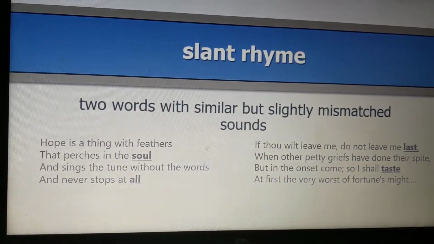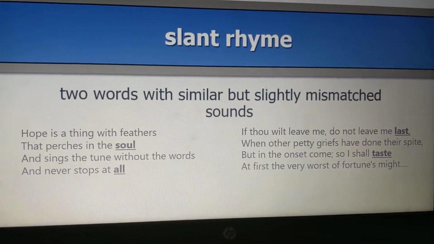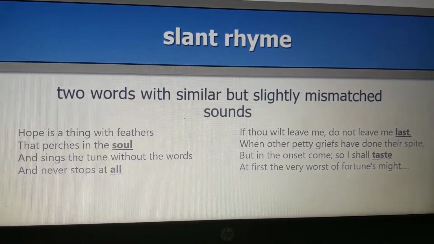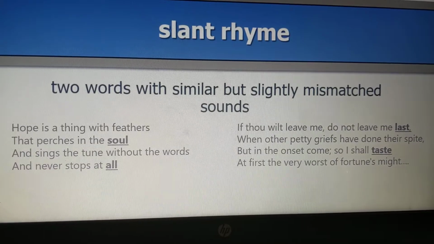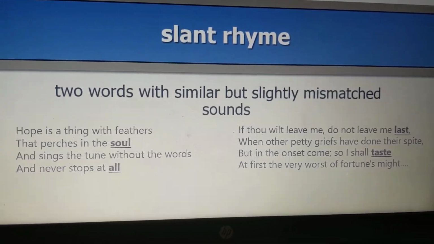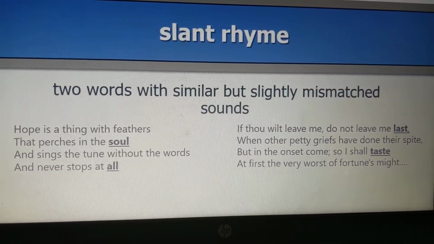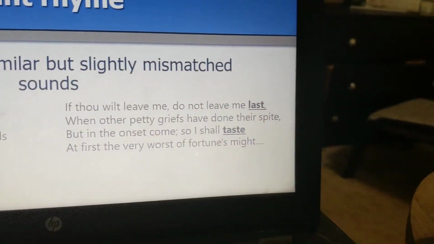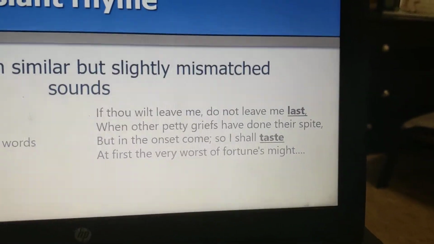By the way, this one, Hope is a Thing with Feathers, you should recognize, is by Emily Dickinson, and she loved using slant rhyme. Another one we're going to do was just I rhyme. She loved putting those different sound things together. So we have soul and all. Now we have this one. This is not by Emily Dickinson, it's by a different poet.